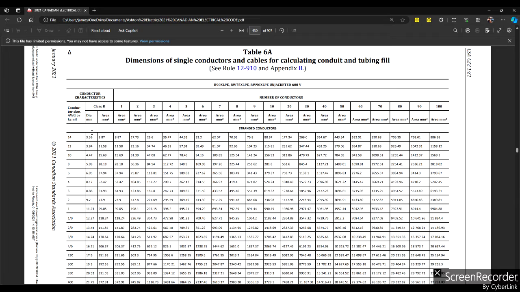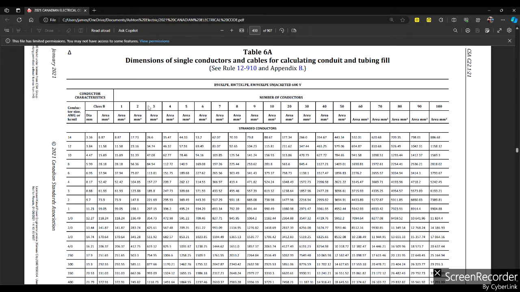Right? So you go along here, and before I go further, let me just tell you what the difference is between 6A and 6K. The only difference with each table is what type of insulation is on the conductor. So 6A is used for when you have R90 XLPE, RW75 XLPE, it's 600 volt rated, right? There's a lot of detail up here you have to pay attention to.